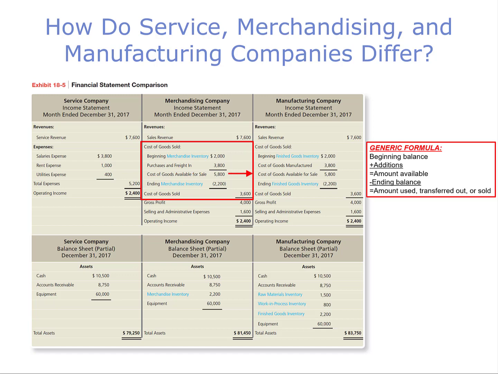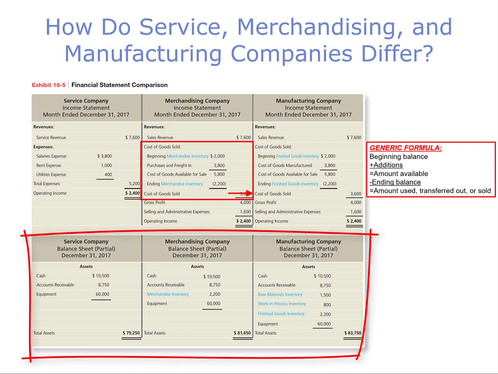That gives us cost of goods available for sale. Then we subtract ending finished goods inventory, which gives us cost of goods sold. Then, just like for a merchandiser, we have gross profit, followed by the subtraction of selling and administrative expenses, which gives us operating income.